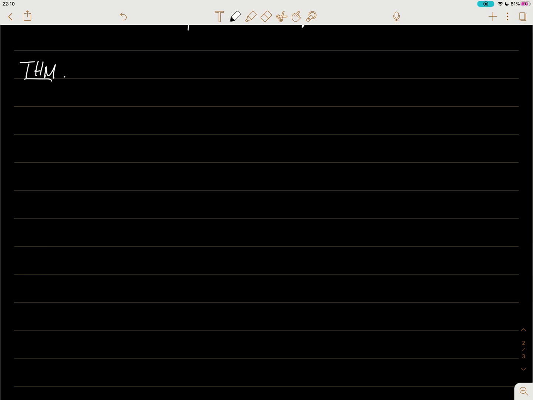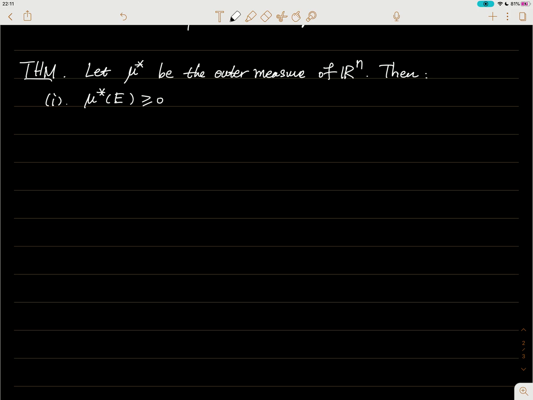Okay, so I'm going to show several important properties of outer measures. Suppose I have an outer measure mu star defined on Rn. Then I have the following results. First, the outer measure is always non-negative. And also the empty set has outer measure equal to 0.